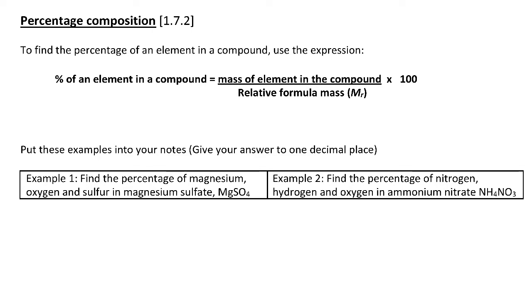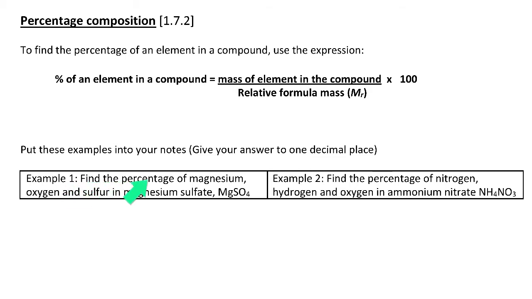How we do that is we take the mass of the element which is in the compound. That is essentially the AR, the relative atomic mass of that element, multiplied by how many of that element there are, divided by the relative formula mass, the MR, of the total compound, multiplied by 100. The simplest way to see this is probably by example, so we'll look at two examples here, which you could copy down in a set of notes.